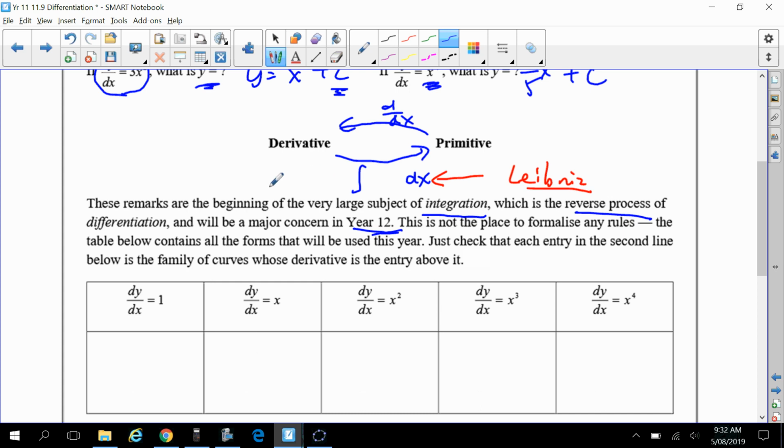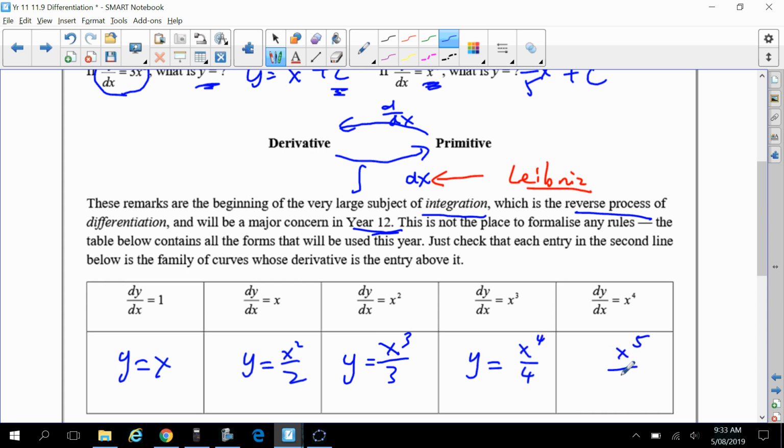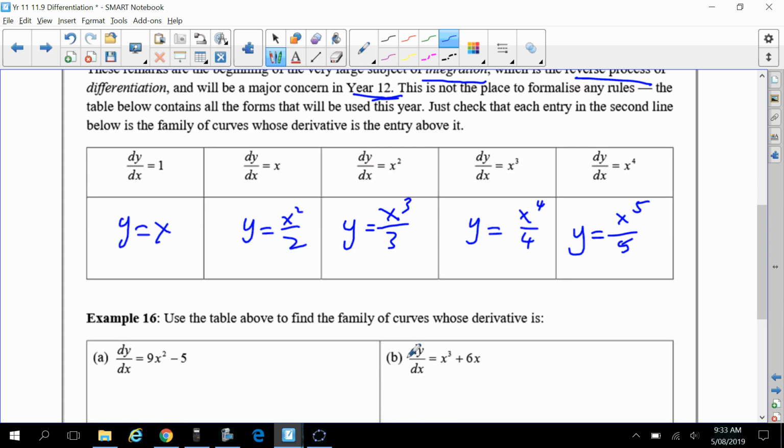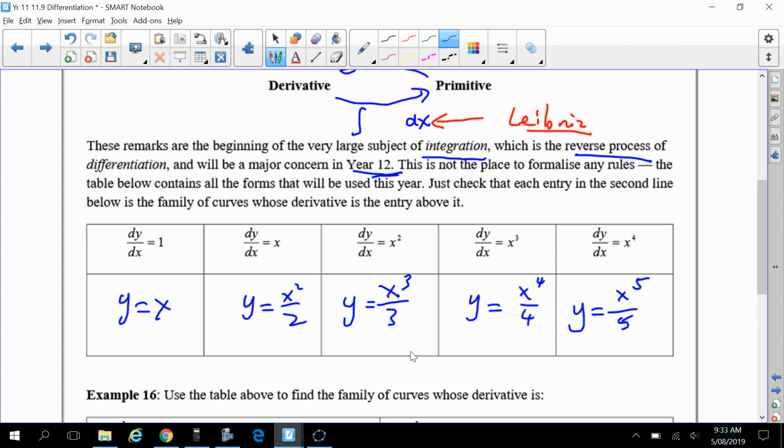Okay, so let's write down some of these. This is x, right? This is x squared over 2, x cubed over 3, right? And we'll just go x to the power 4 over 4, x to the power 5 over 5, right? Now, we're not concerned with the formula yet. Don't try to learn the formula. No. I want you to use the table above to do that. That's the question in the textbook, yep.